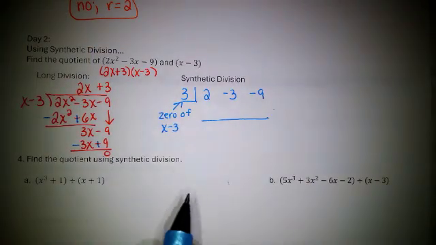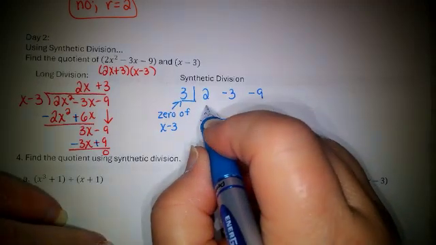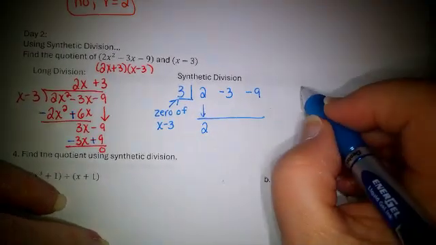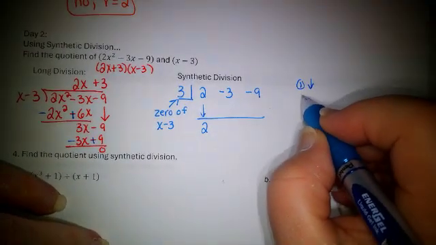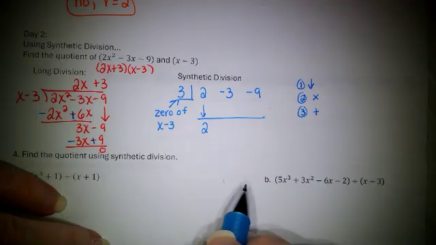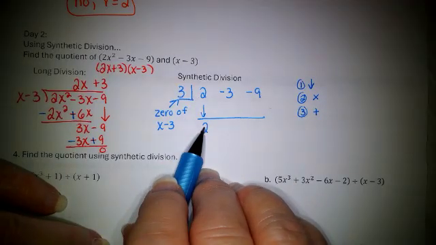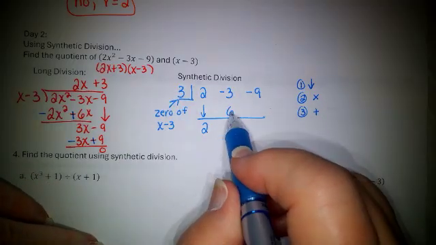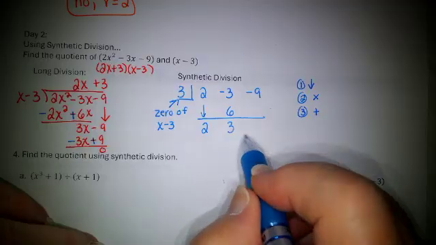So the steps for synthetic division are very simple. Bring down the first term. So number 1, bring down. Number 2, we're going to multiply, and then we're going to add. So bring down the 2. 2 times 3 is 6. Negative 3 plus 6 is 3.